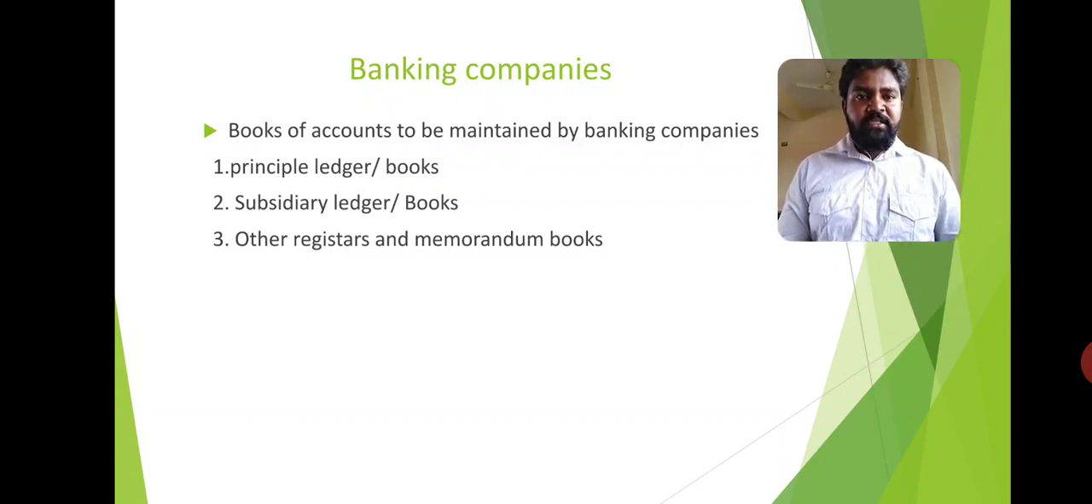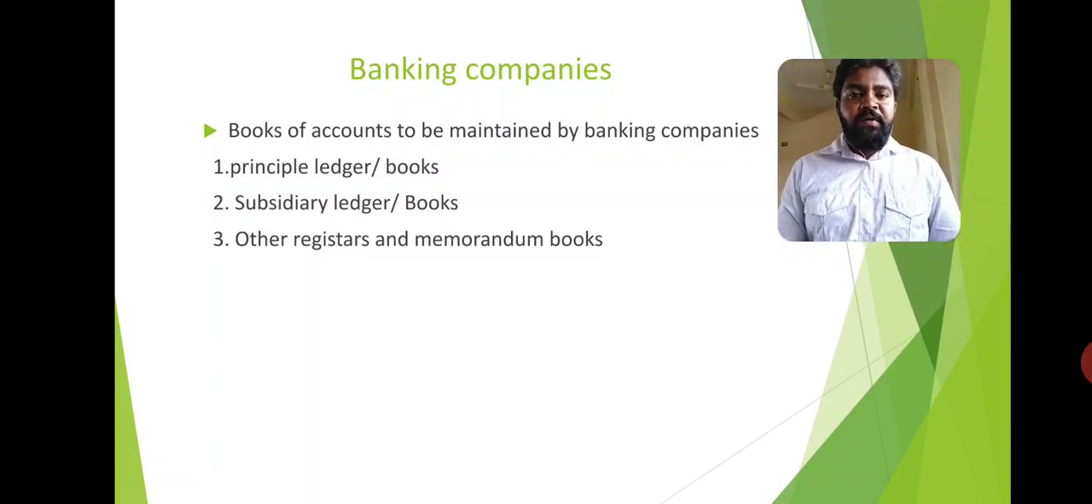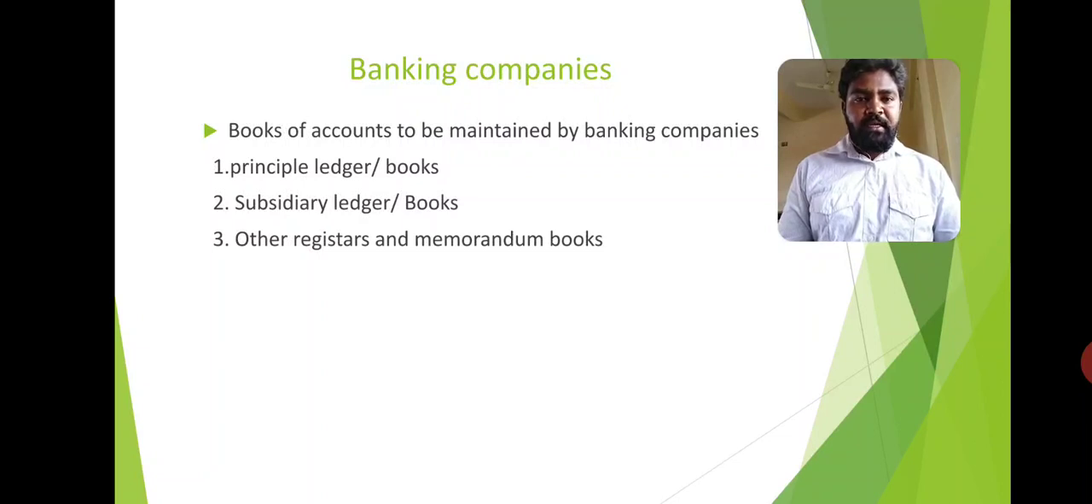Now come to the other registers and memorandum books. Other registers and memorandum books are demand draft register, jewelry register, safe custody register and locker register. Safe custody and locker facilities are provided by the bank, and for that the bank should maintain the other registers and memorandums. These are the examples of other registers and memorandums: demand draft register, then jewelry register, safe custody register and lastly locker registers. All the banking companies compulsorily should maintain these books of accounts.